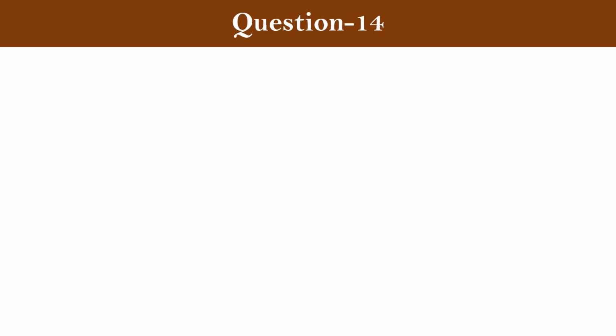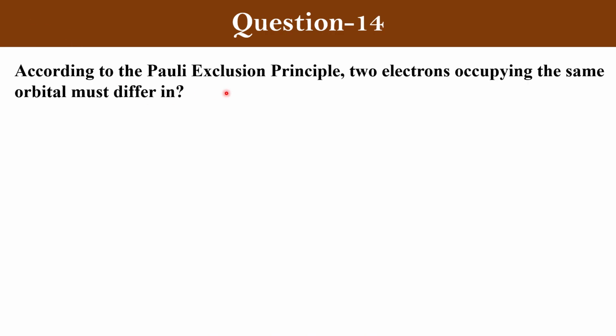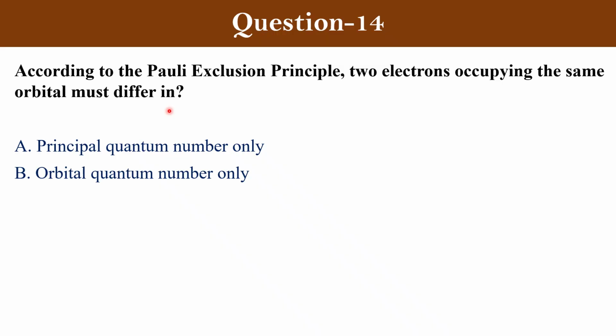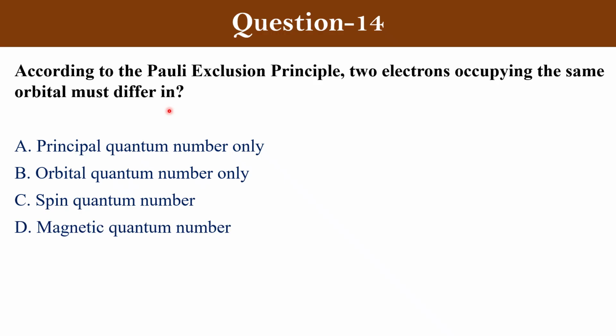Now, question number 14. According to the Pauli exclusion principle, two electrons occupying the same orbital must differ in: option A, principal quantum number only; option B, orbital quantum number only; option C, spin quantum number; option D, magnetic quantum number. Which is the correct answer? The correct answer is option C, spin quantum number.